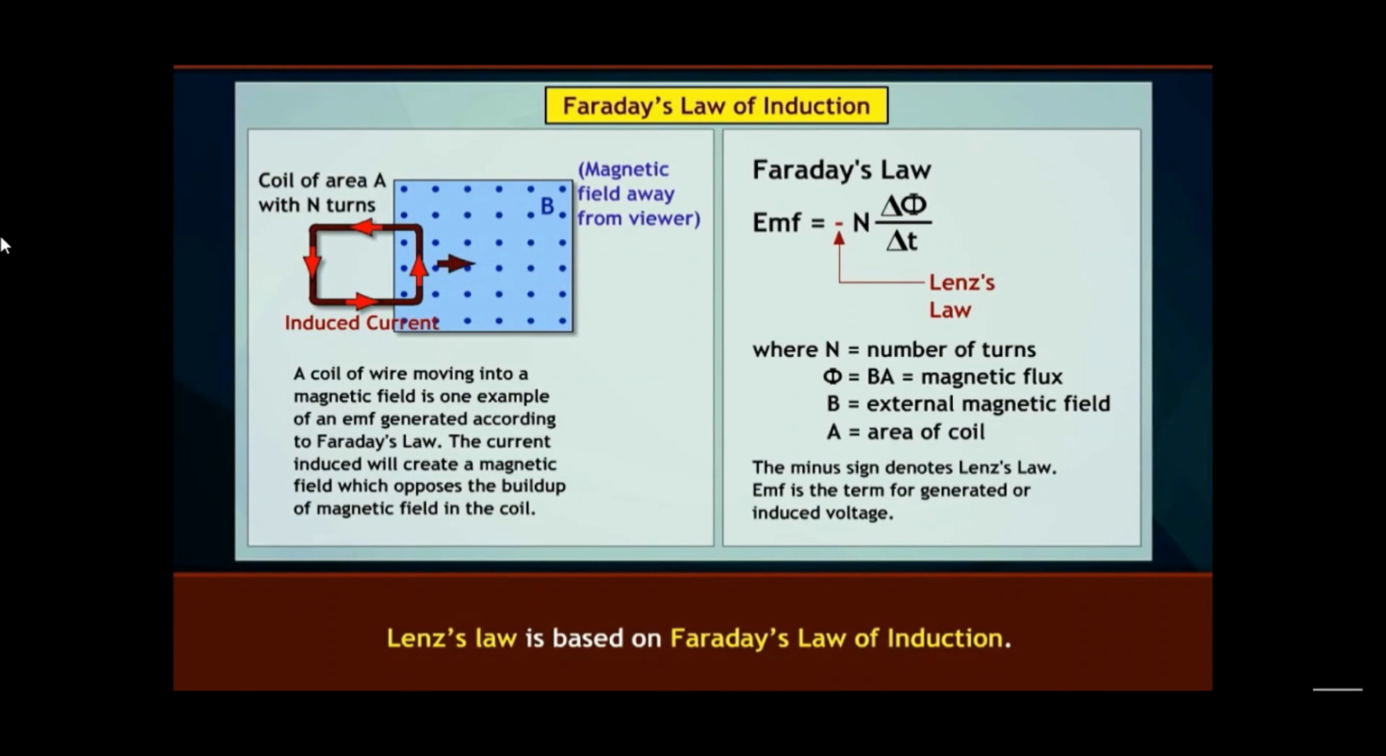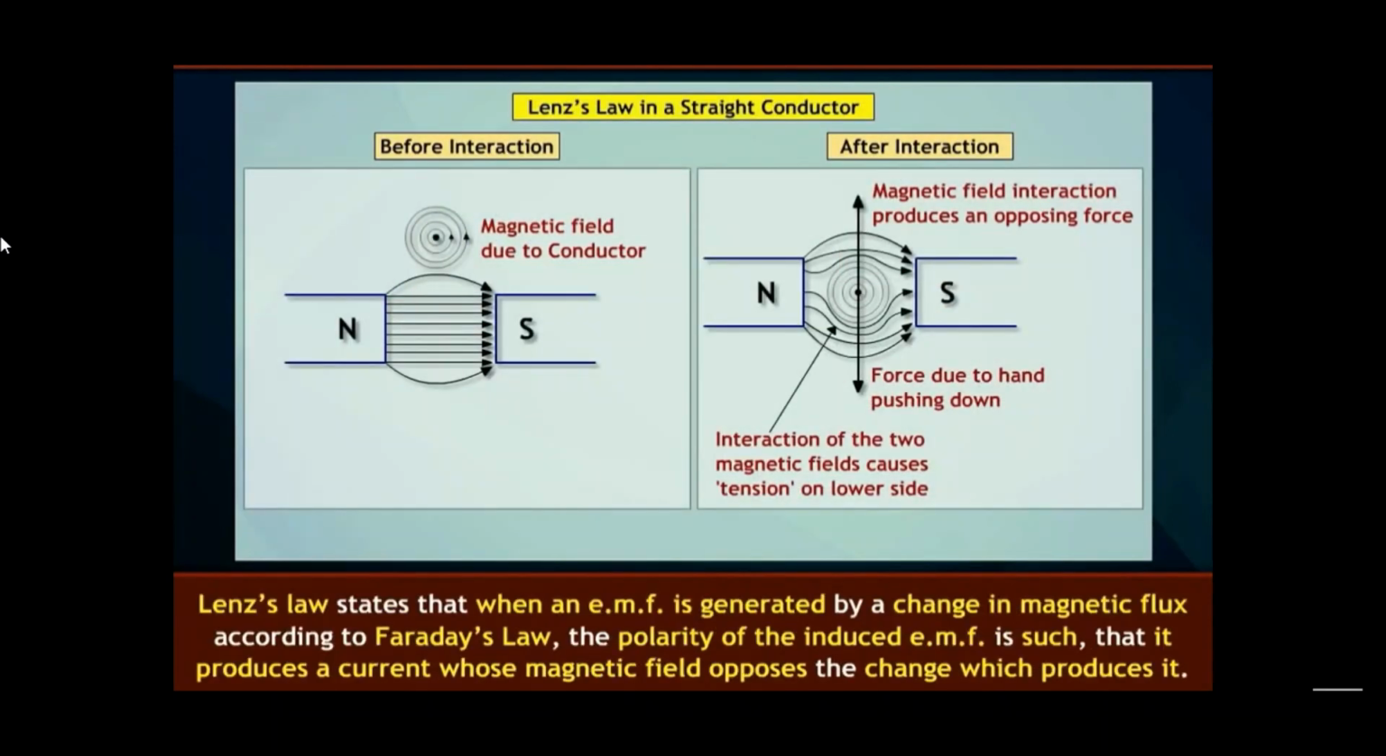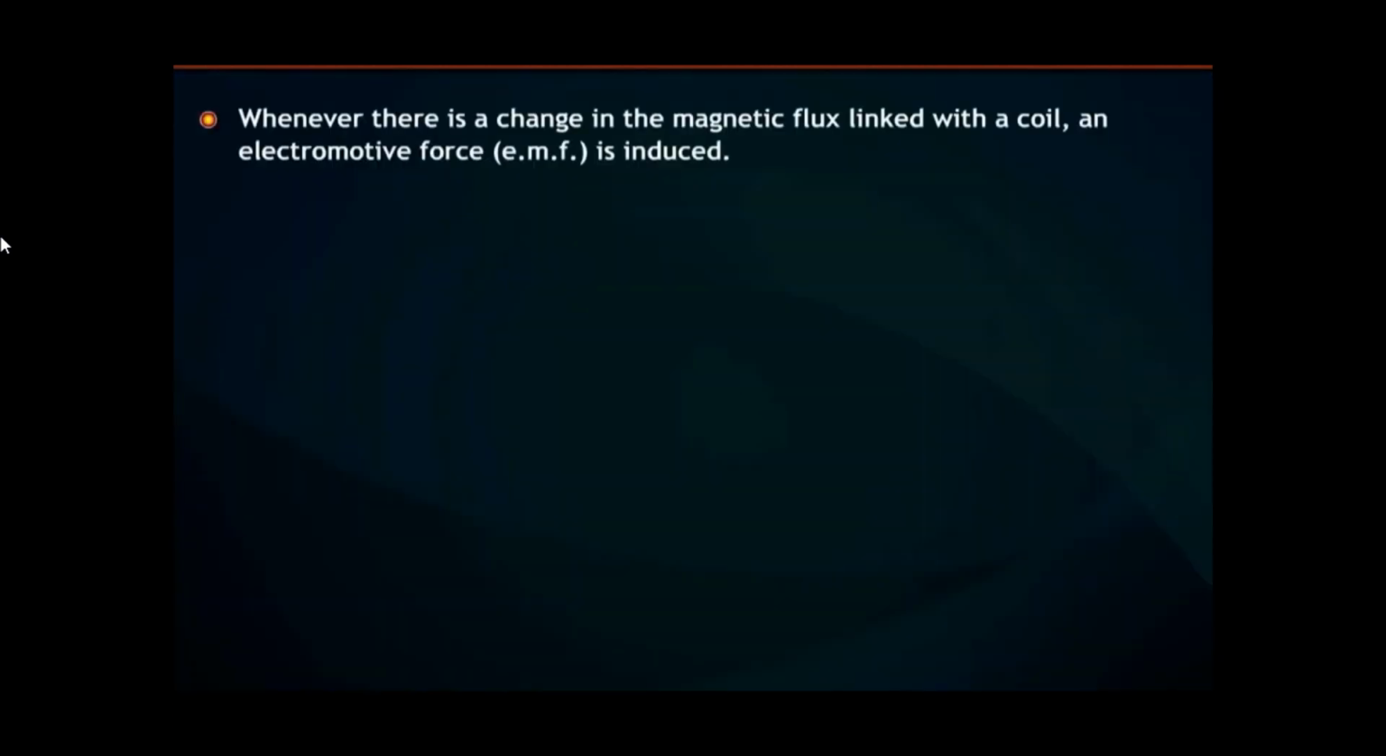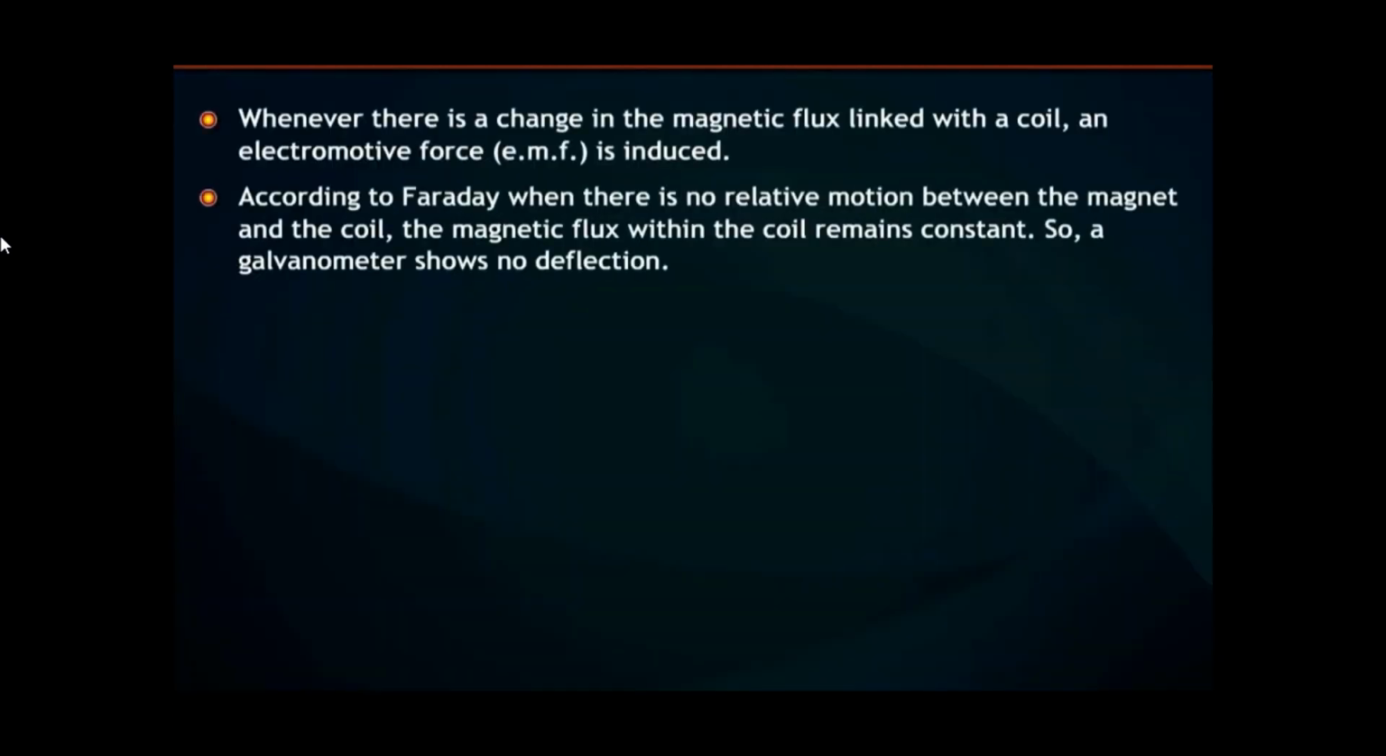Lenz's law is based on Faraday's laws of induction. Lenz's law states that when an EMF is generated by the change in magnetic flux, according to Faraday's law, the polarity of the induced EMF is such that it produces current whose magnetic field opposes the change which produces it. So it will take a minus sign. Summary.